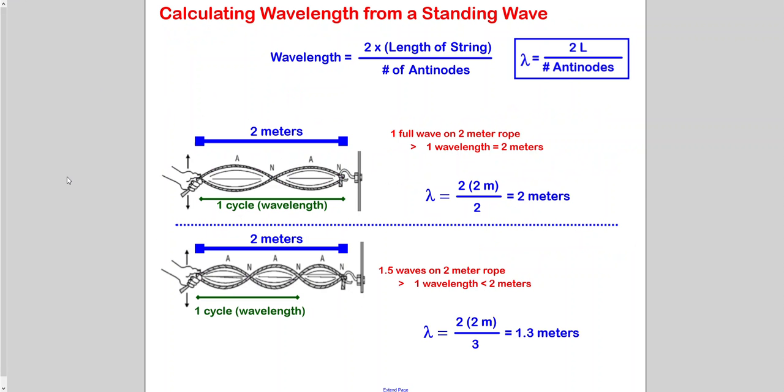That means I can do math, which I'm sure you love, because I can calculate a wavelength just by counting the number of antinodes. So in this picture, how many antinodes do we have here? Well, I have one antinode, two antinodes. We're focusing on antinodes, not nodes. And I know the string that I have those antinodes standing on is 2 meters. So if I take 2 times the length of the string divided by the number of antinodes, I get the wavelength, and that is 2 meters.